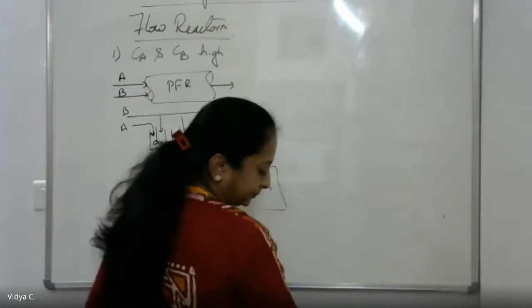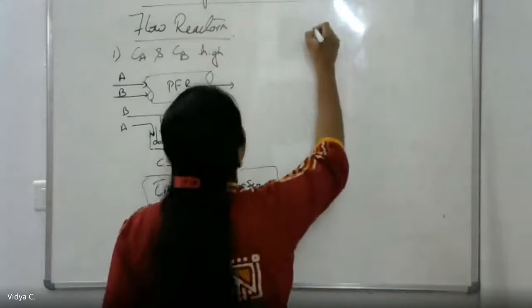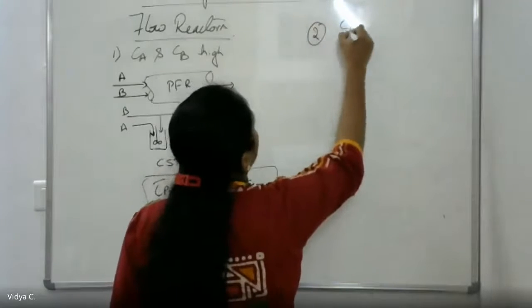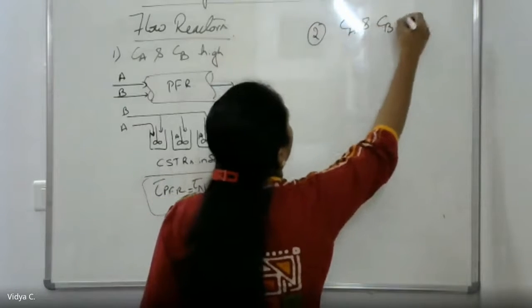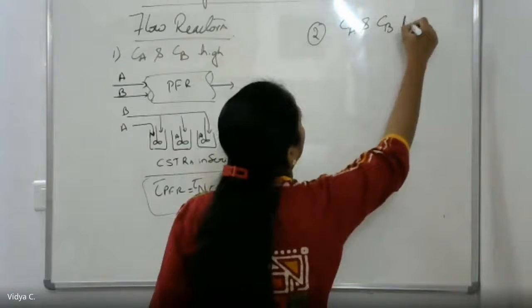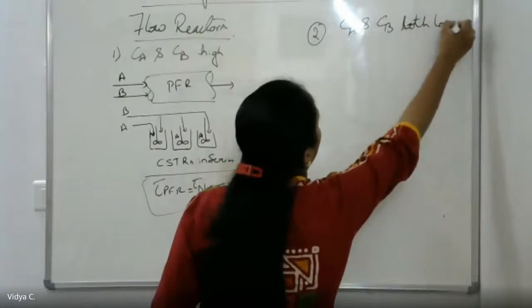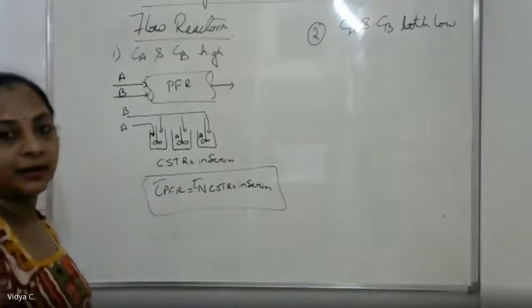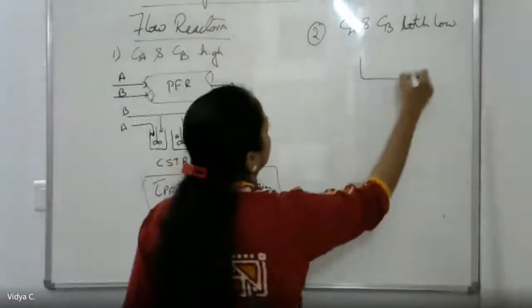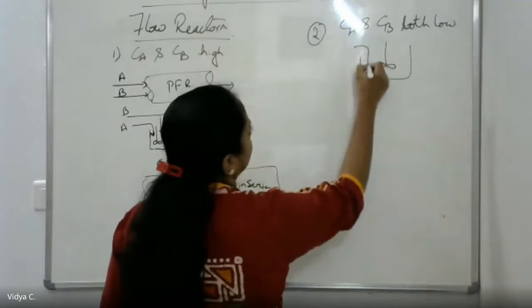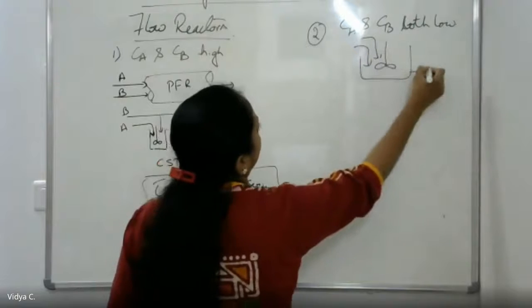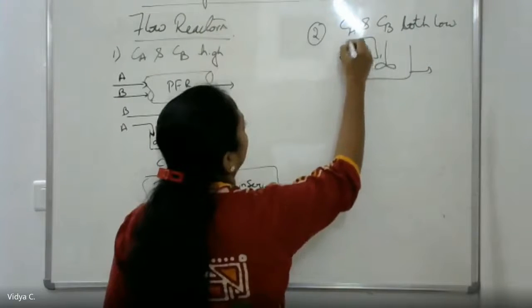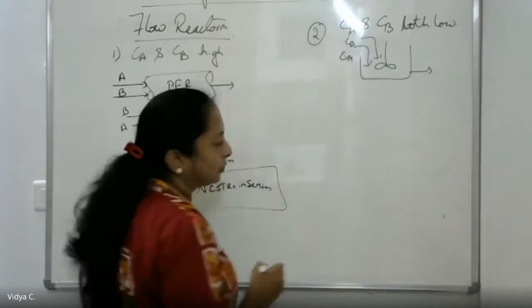CA and CB both low. Second case, CA and CB both low. Both low means I can easily use CSTRs. So take a CSTR, send CA, CB, and draw the products. CA, CB, both low.